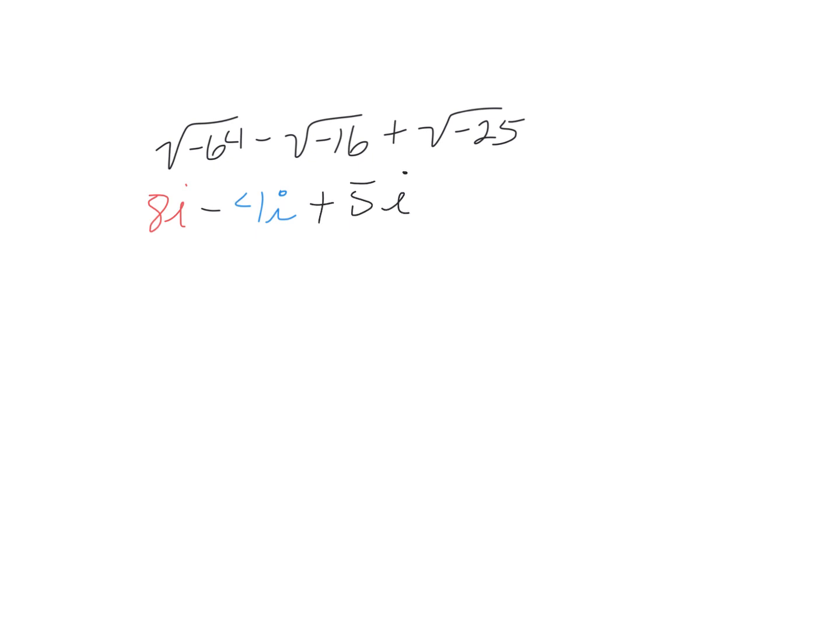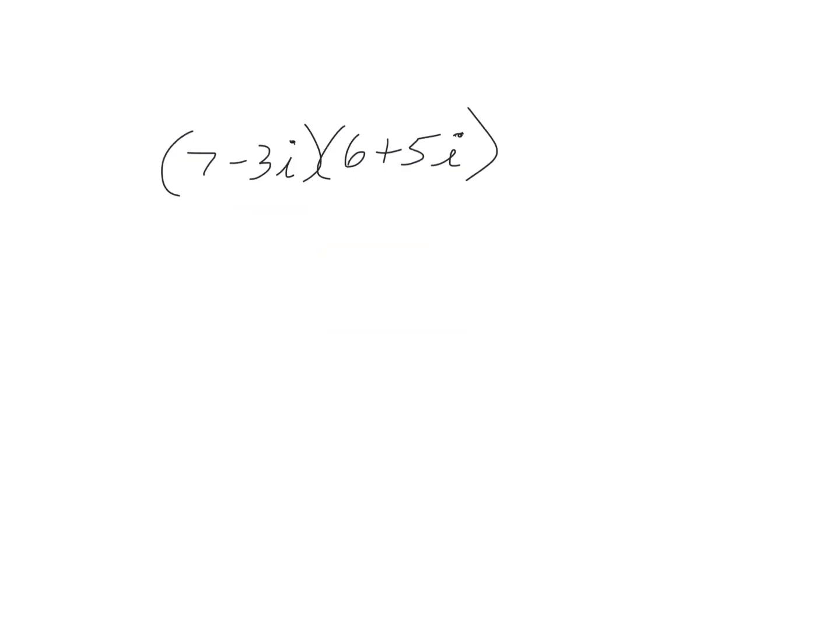All right, so now you simply have 8i minus 4i plus 5i. Those are all like terms. We can add those together. 8 minus 4 is 4, and 4 plus 5 is 9. So your final answer would be 9i. 9i.